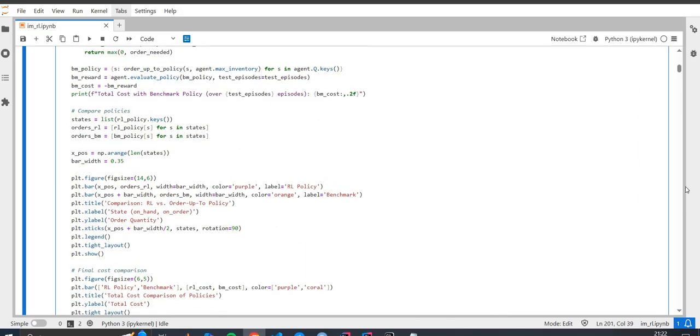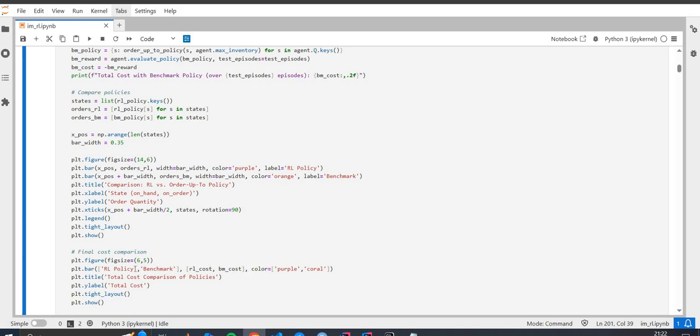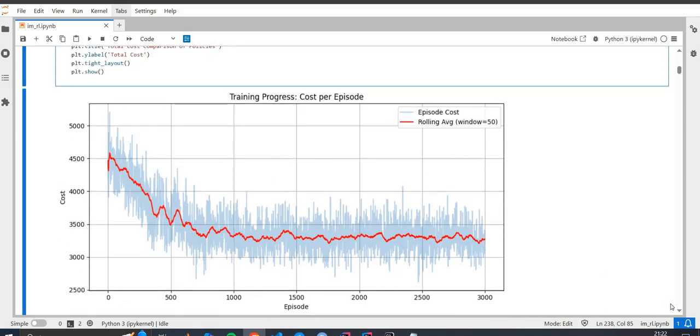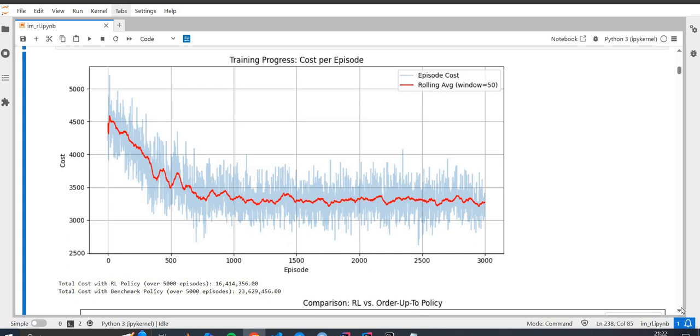Final parts of code. And we will look at the total cost comparison. This last bar chart shows how much the RL policy saved compared to the benchmark. If the RL model has learned effectively, we should see a significantly lower cost for the trained agent. Okay, the code part is done, and let's look at our visuals. Let's take a look at results and see what we have got.